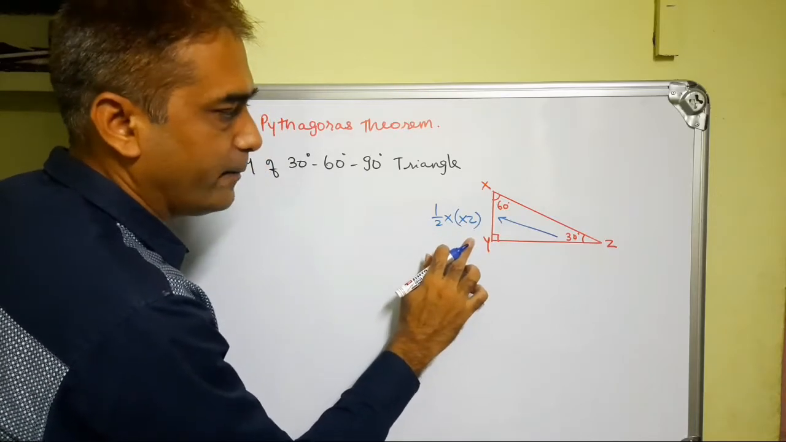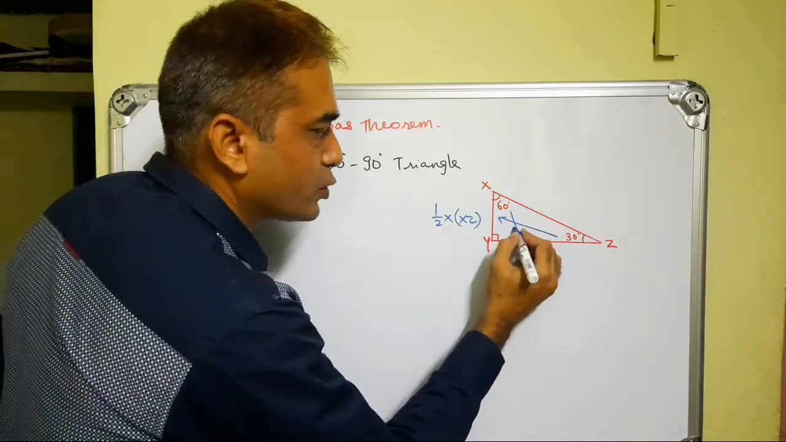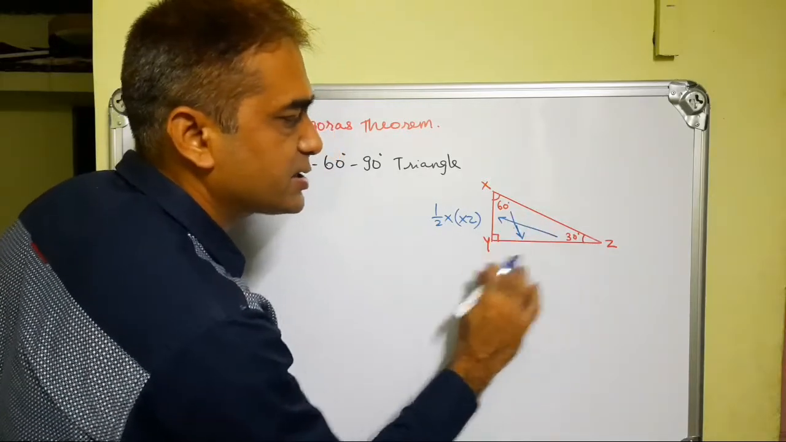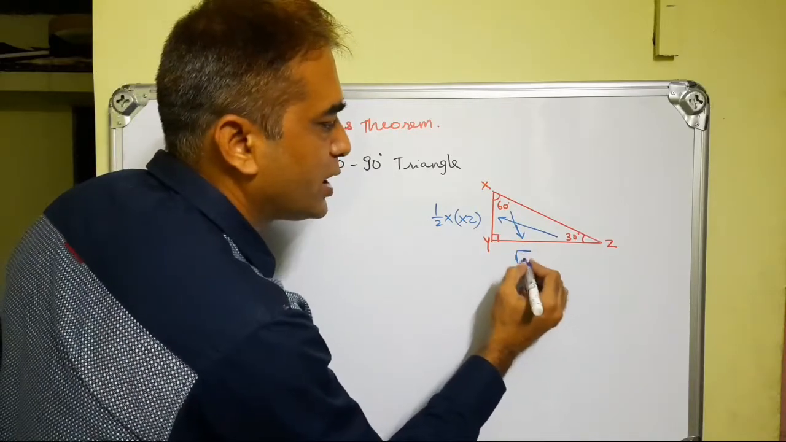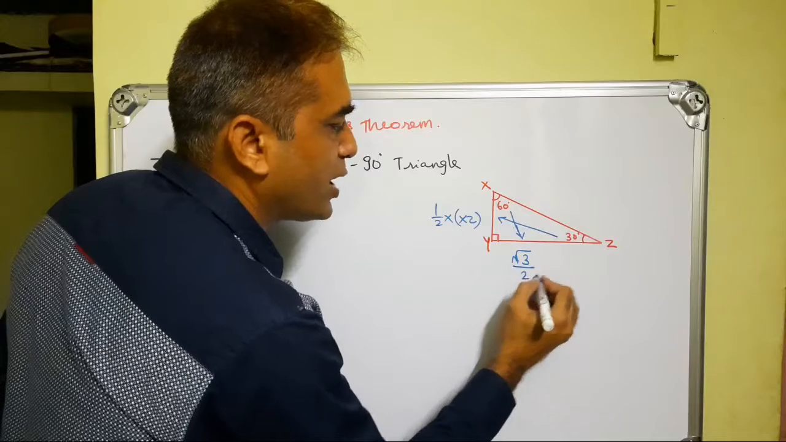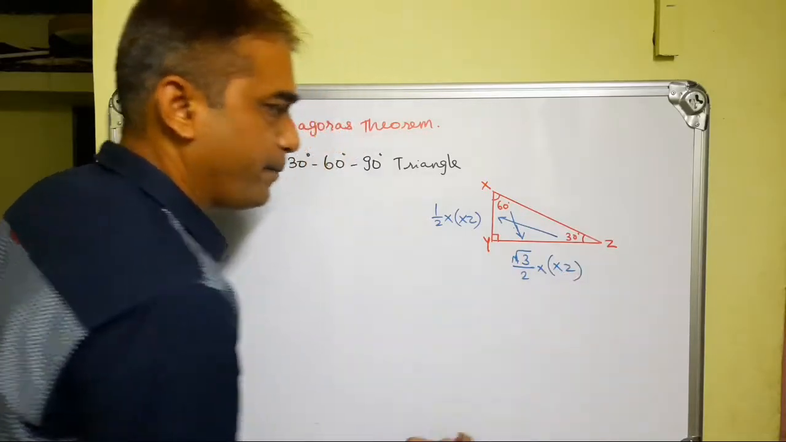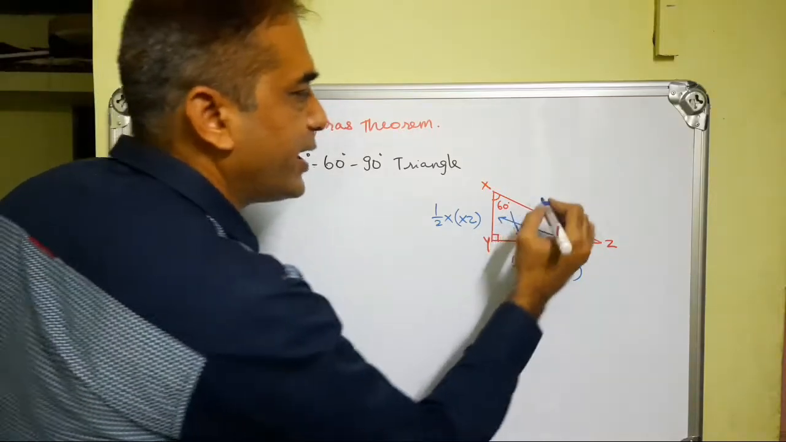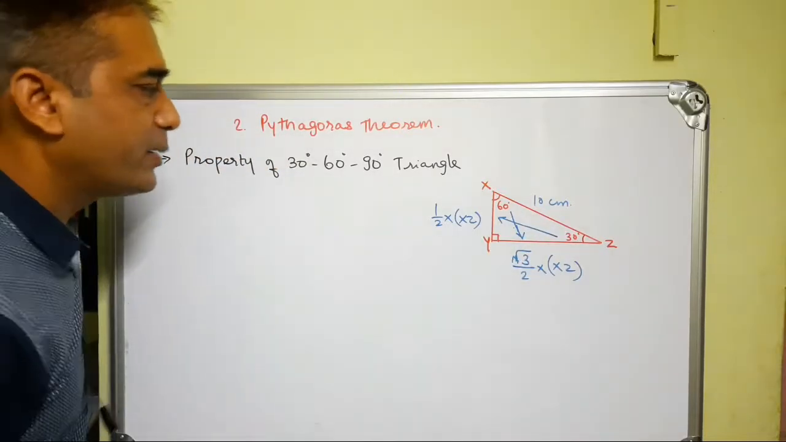And the side opposite to 60 degree is side YZ. The side opposite to 60 degree is √3/2 of the hypotenuse, that is side XZ. Now suppose this side XZ is of 10 centimeter.